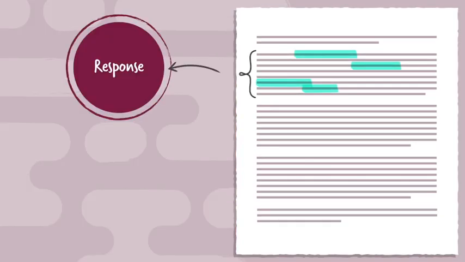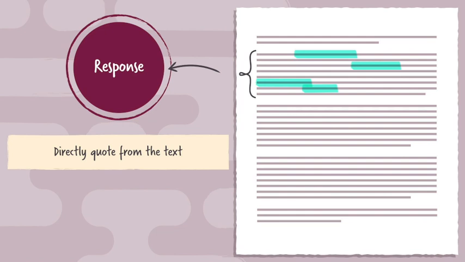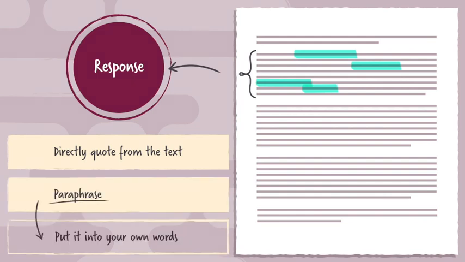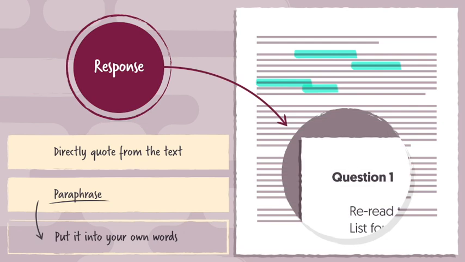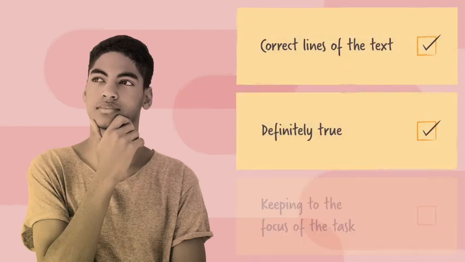Next, you need to turn this information into your response. When you're writing it out, you can directly quote from the text, or you can paraphrase, which means to put it into your own words. But you have to make sure that you clearly link what you write back to the focus of the question. Ask yourself if what you've written is definitely from the correct lines of the text, definitely true, and definitely keeping to the focus of the task.